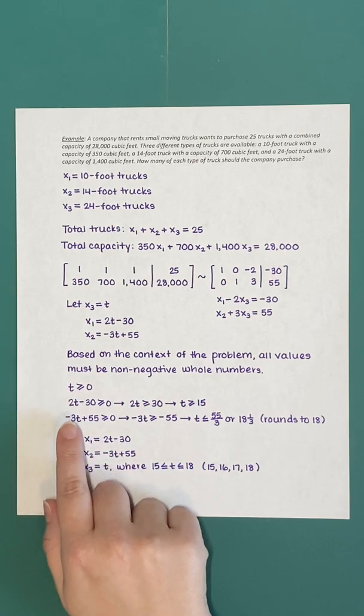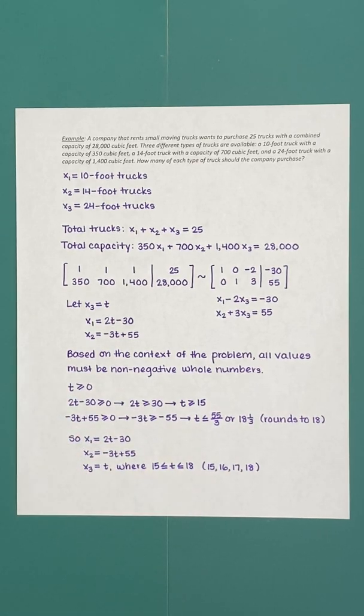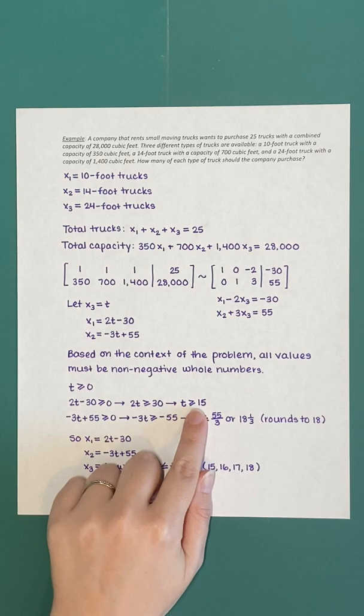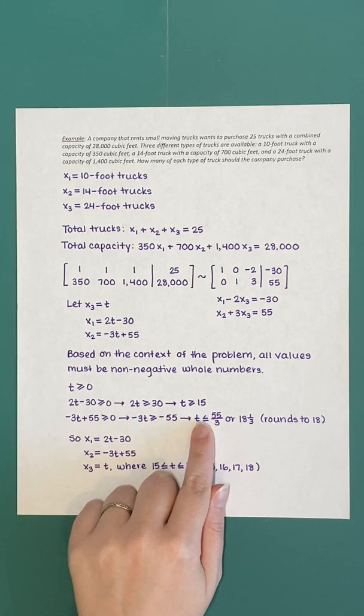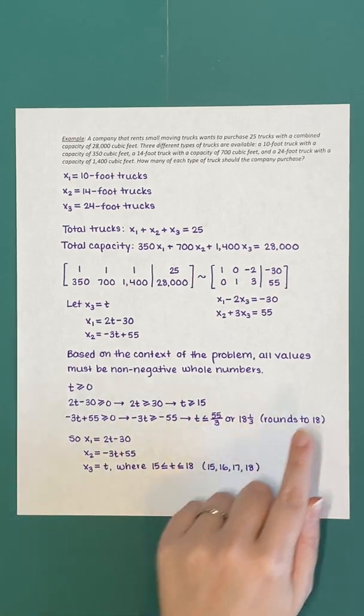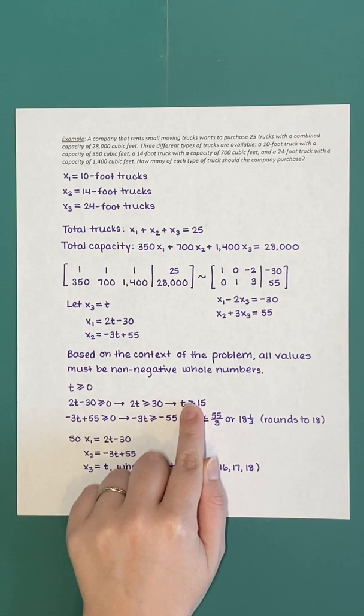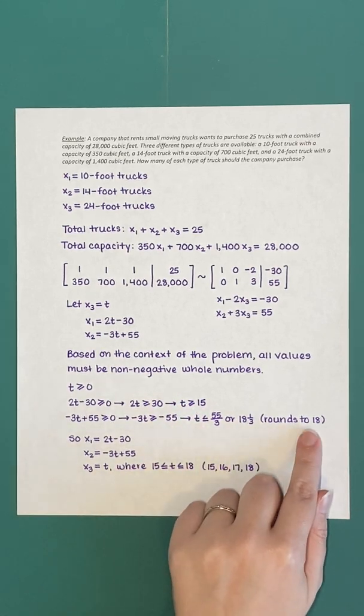So if we put all of this together, all of these things that we've determined based on the fact that our variable values need to be greater than or equal to 0, and they also need to be whole numbers, this gives us some specific requirements and some specific constraints that will narrow down the situation. So we know that t has to be greater than or equal to 15, okay? But also t has to be less than or equal to 18. So it's no smaller than 15, but no larger than 18. It has to be between them.